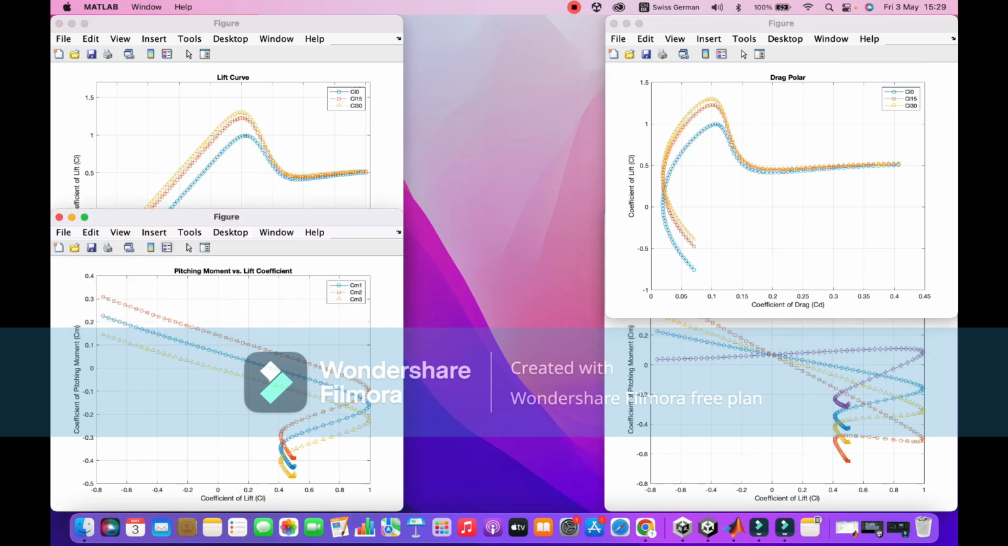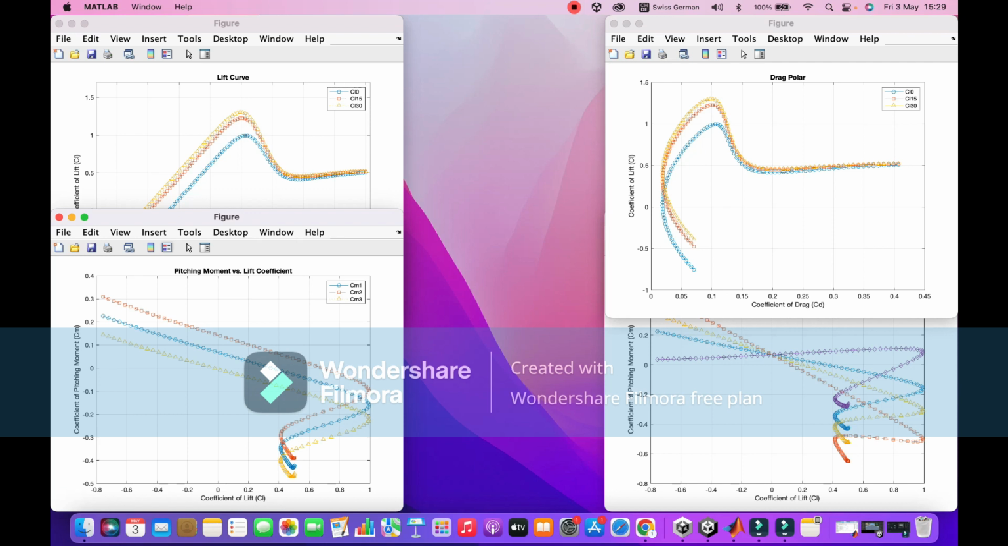The next graph, the pitching moment versus lift coefficient. The graph plots the pitching moment versus the lift coefficient for 3 configurations, and to achieve optimal performance, we aim for conditions where CM is close to 0, indicating a neutral pitching moment for stability. Each configuration reaches this balance at different CL values.